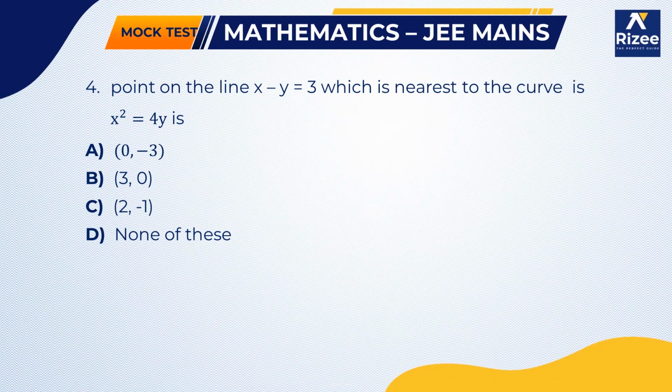Next question. The point on the line x minus y is equal to 3 that is nearest to the curve x square is equal to 4y, which is a parabolic equation. The curve is x square is equal to 4y and the line equation is x minus y is equal to 3. What he is asking is which point is nearest to the curve x square is equal to 4y. Now let P of x naught comma y naught be the nearest point on the curve.